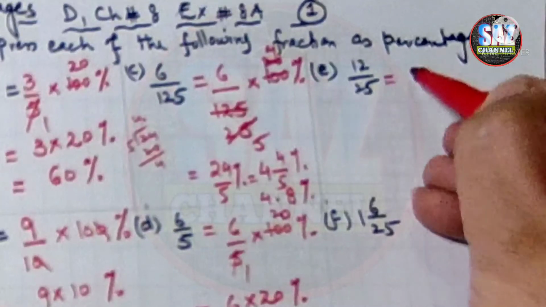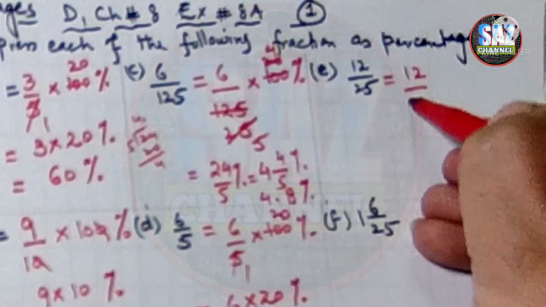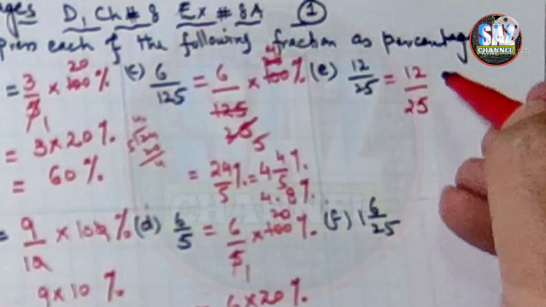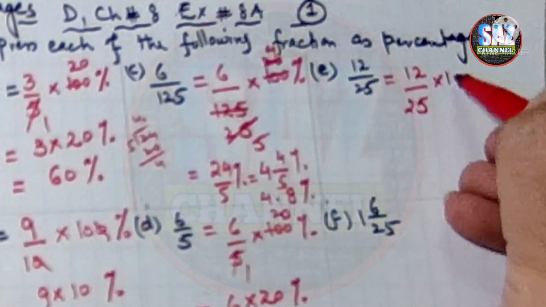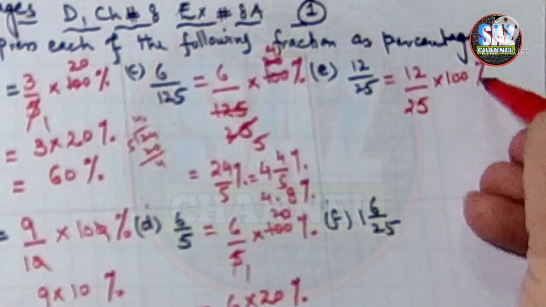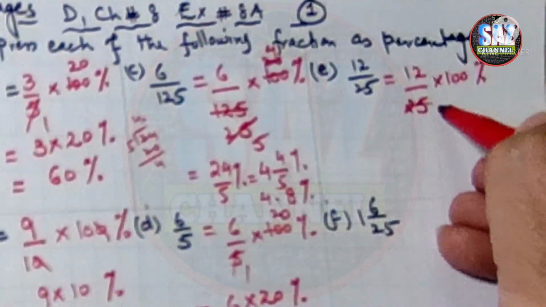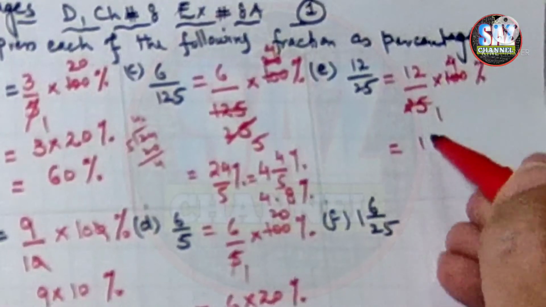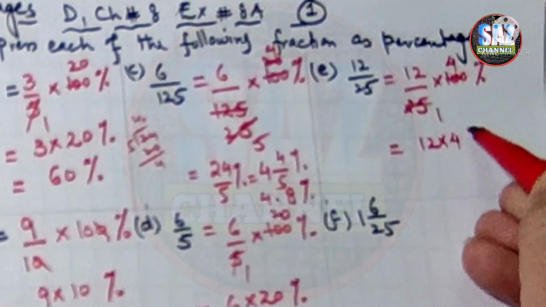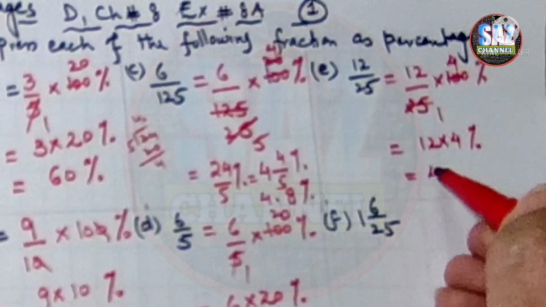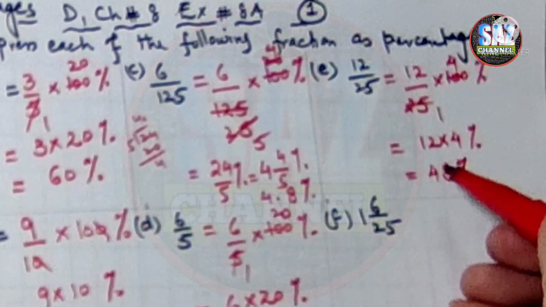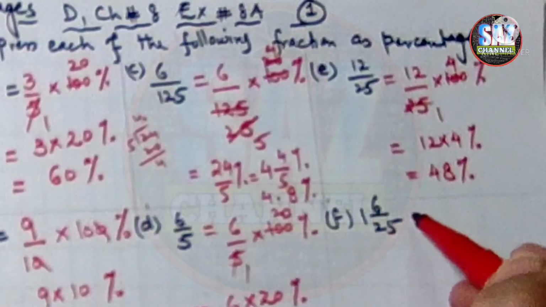Okay, very easy questions. You can see that if the tables are strong, and you know the rule for converting a fraction to a percentage, that we have to multiply the given fraction by 100%. 25 how many times? 4 times. And you're left with 12 multiplied by 4, which is equal to 48%. 48%.